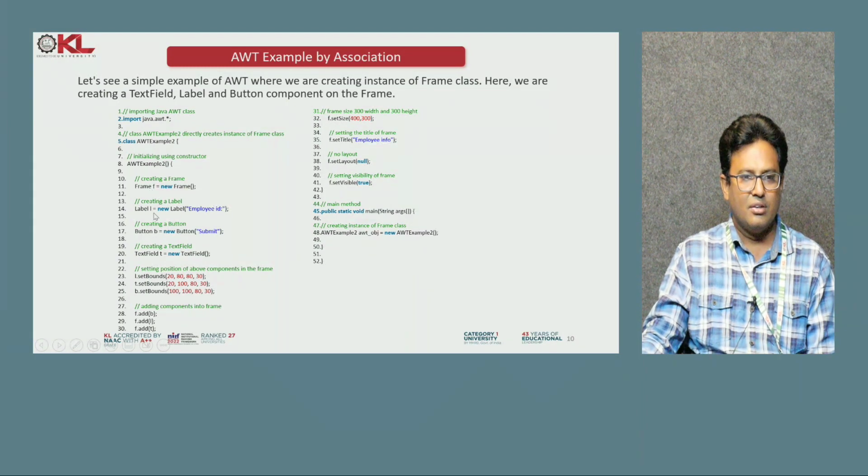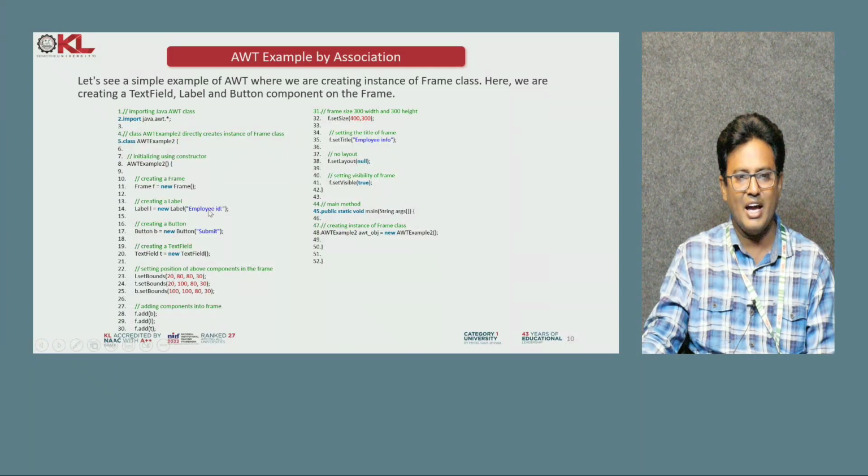After that we are creating the label. As I already told, in order to create various components, various classes are available. In order to create the button, we have the Button class. In the same manner, in order to create the label, we have the Label class. So we created the object for the Label class, and the label we are going to place is Employee ID. So here the label name is Employee ID.